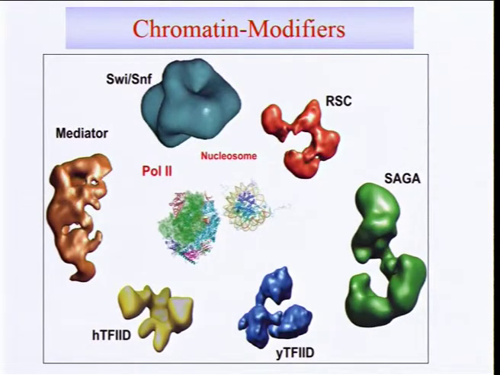This slide shows cryo-EM pictures of some of these chromatin modifiers. This is the crystal structure of the nucleosome. This is RNA polymerase II, and as you can see, a lot of these chromatin modifiers are huge. They are much bigger than a nucleosome or even bigger than RNA polymerase. So this is an example of a histone acetyltransferase. It's called SAGA, and these two are examples of chromatin modifiers that use the energy of ATP hydrolysis to remodel chromatin.